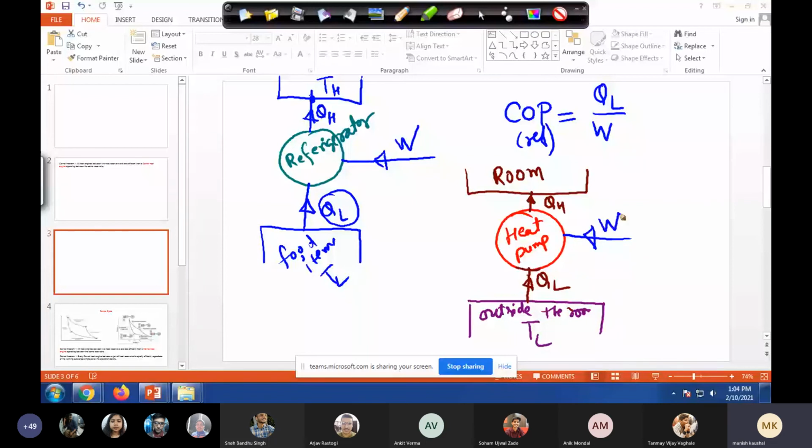Now, define the coefficient of performance for a heat pump. COP of heat pump. What do you think? See, what is our agenda? What do we want? We want to keep our room hotter, right? So how will we measure the performance? QH through QH by W. That's simple. It's very trivial, but sometimes students make mistakes.